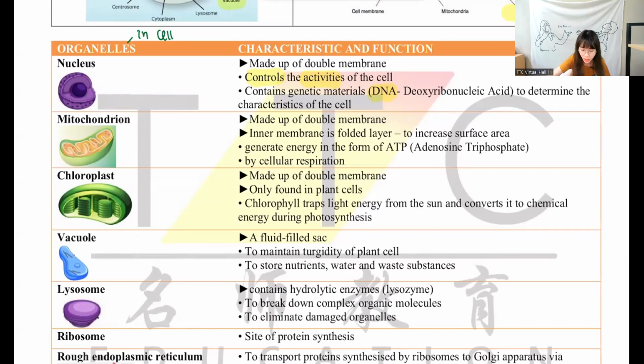Mitochondria is like a powerhouse. What is a powerhouse in Malaysia? Malaysia powerhouse is TNB. You all know what is TNB, right? Tenaga Nasional Berhad. So TNB is to generate energy in electrical form, right? Electricity, they give it in electrical form, right?